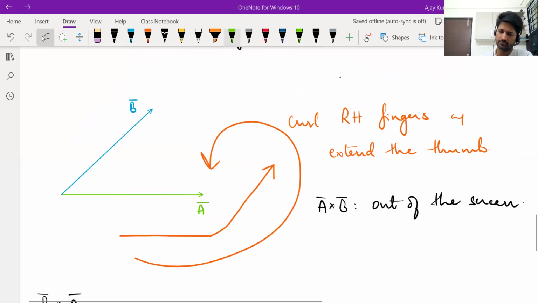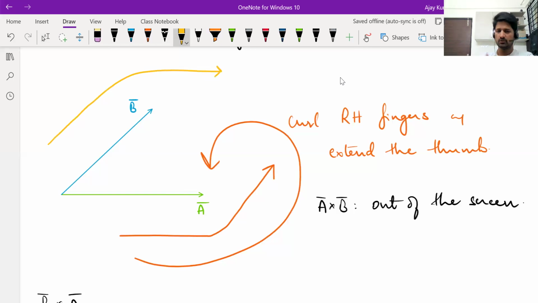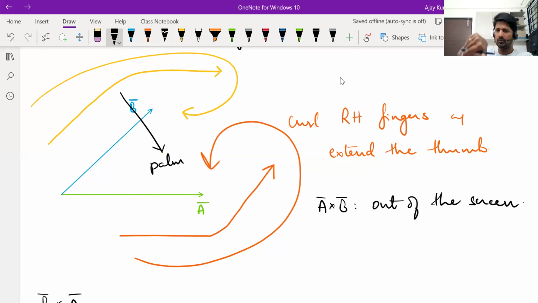So the same. Okay. So you should move in the direction of the first vector. This time the first vector is B, and then turn towards the direction pointed by the second vector. So you get a sense of rotation. This time the sense is clockwise. Now you curl your right hand fingers this way. To be able to curl your right hand fingers this way, you will have to place your right hand in such a way that the palm faces in this direction. Only then you will be able to curl your right hand fingers.